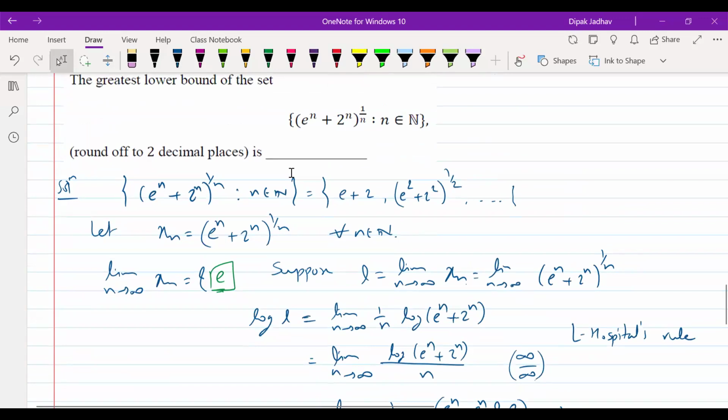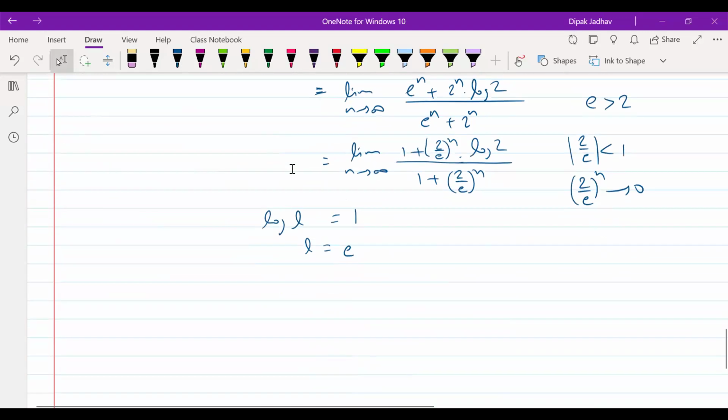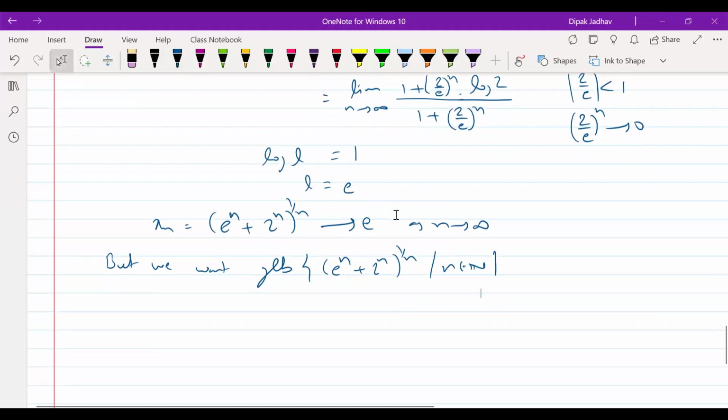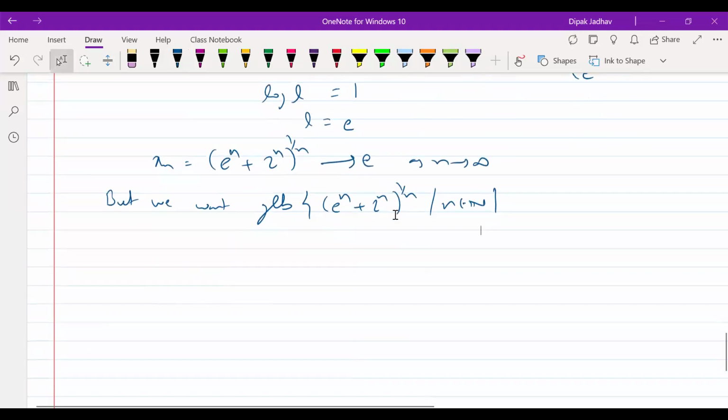But the problem says we want to compute the greatest lower bound of the set. Then (e^n + 2^n) whole raised to 1 by n goes to e as n tends to infinity. But we want the greatest lower bound of this set. So how do we go ahead now?